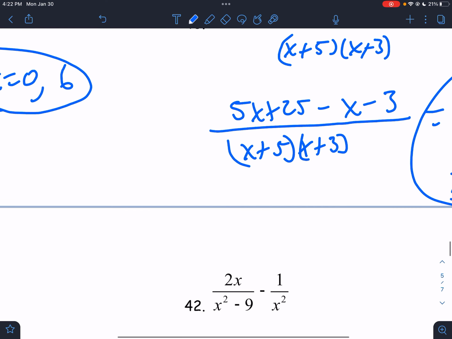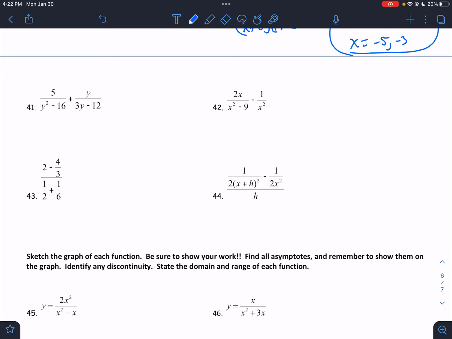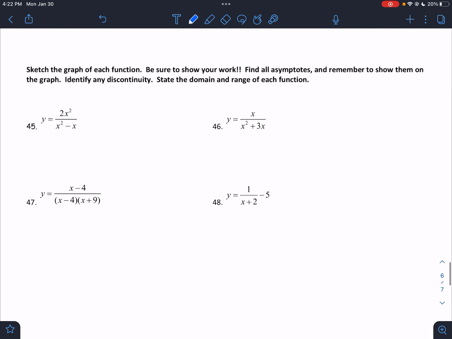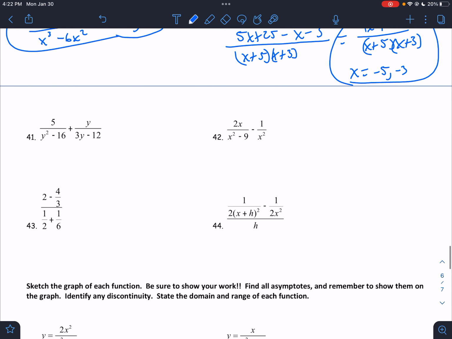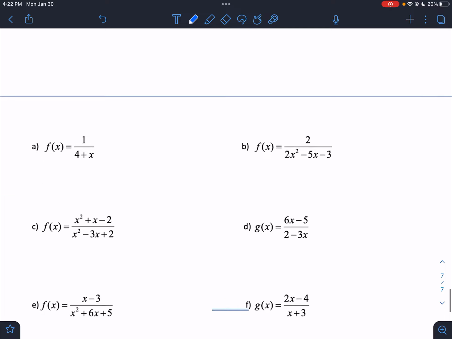Whew! This is a lot of fun. Let's keep the ball rolling. I'm actually running out of time, my friends. Let me look at these real quick, see if there's anything on these that we haven't done. It's all more practice of the same thing, it looks like.